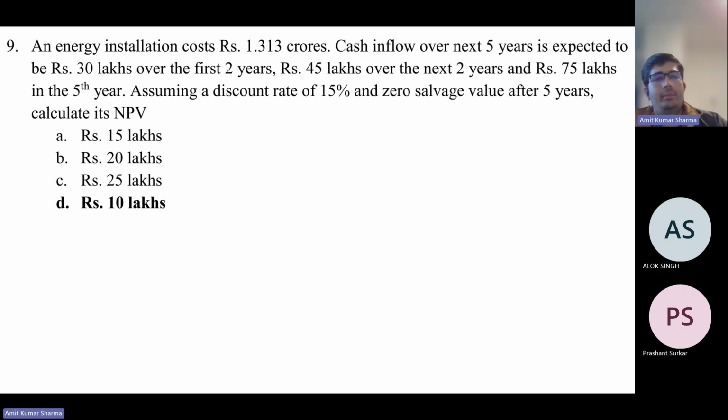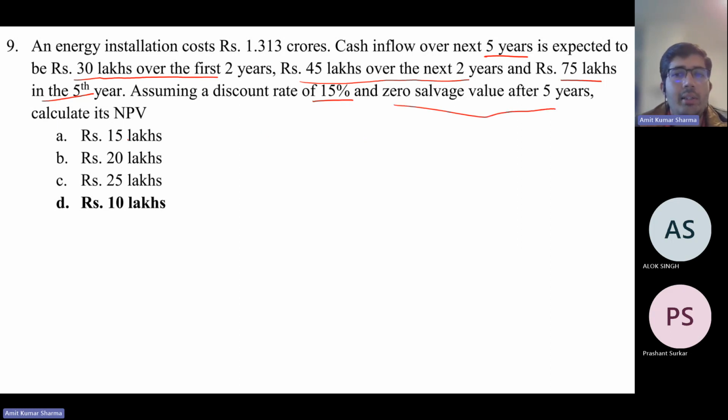So question number 9. An energy installation cost is Rs 1.313 crores. Cash inflows over the next 5 years are expected to be Rs 30 lakhs over the first 2 years, 45 lakhs over the next 2 years, and 75 lakhs in the fifth year. Assuming a discount rate of 15% and zero salvage value after 5 years, calculate its NPV. You have to calculate the net present value.